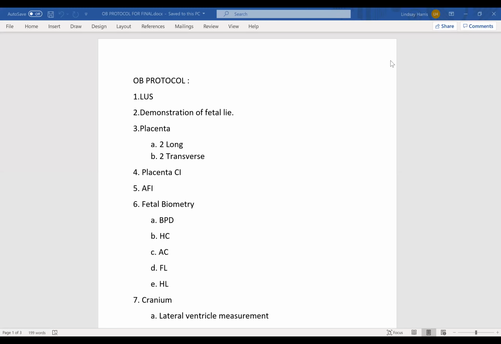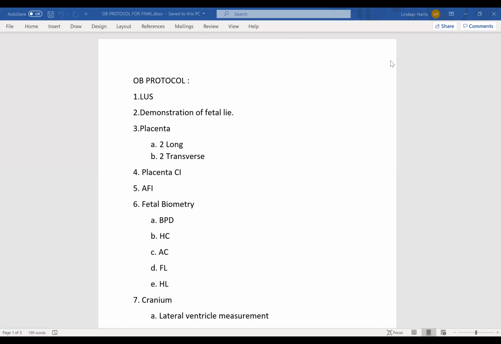Hi guys. Today we're going to talk about chapter 51, which is titled Sonography of the Second and Third Trimester. So basically what this chapter attempts to do is to give you an overview of all of the normal things that we look for in a second and third trimester scan.